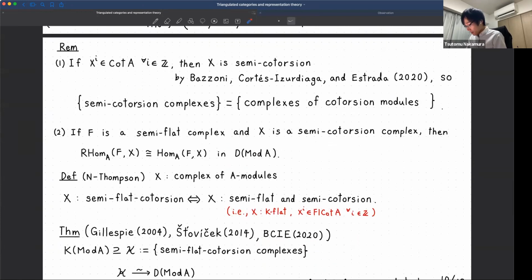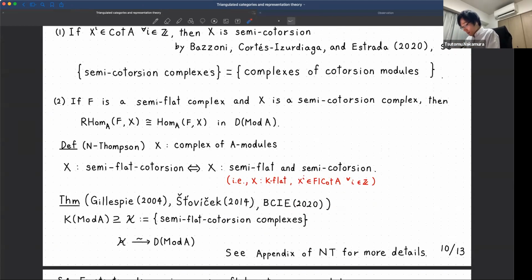Okay. And the next theorem naturally motivates us to study semi-flat cotorsion complexes. If we consider the full subcategory of the homotopy category of complexes formed by semi-flat cotorsion complexes, then we have the canonical map from K to the derived category. And in fact, this is a triangulated equivalence.